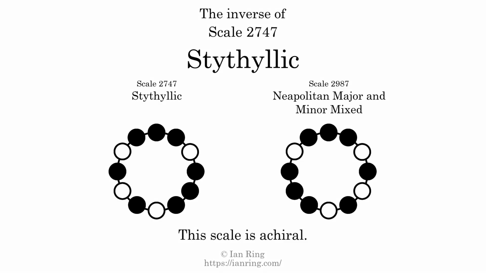The inverse of a scale is a mirror image. It is what you get when the sequence of intervals is reversed. The inverse of this scale is scale 2987, also known as Neapolitan major and minor mixed.